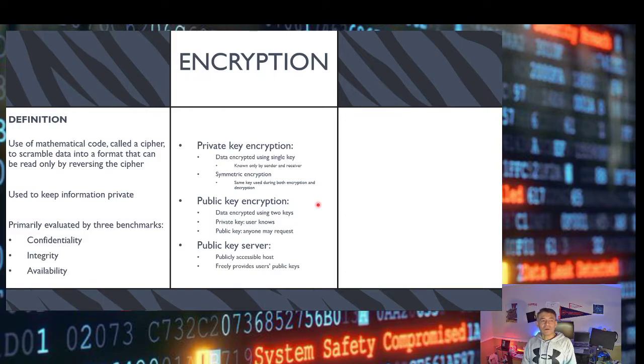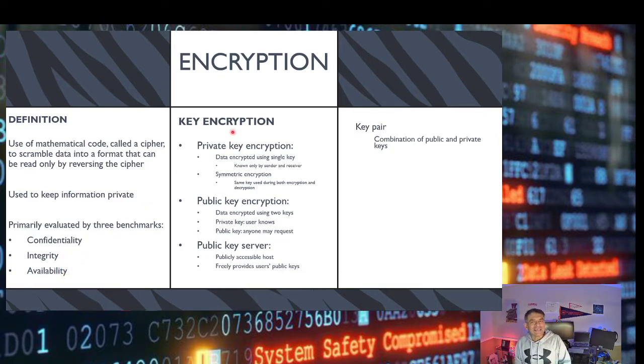So now we are going to talk about the last subject for today, and that is encryption. We are saying that encryption could be an excellent step to increase the security of any cloud deployment, and thus any virtualized environment. The definition of encryption is the use of mathematical code called a cipher to scramble data into a format that can be read only by reversing the cipher. It is used to keep information private, primarily evaluated by three benchmarks: confidentiality, integrity, and availability.